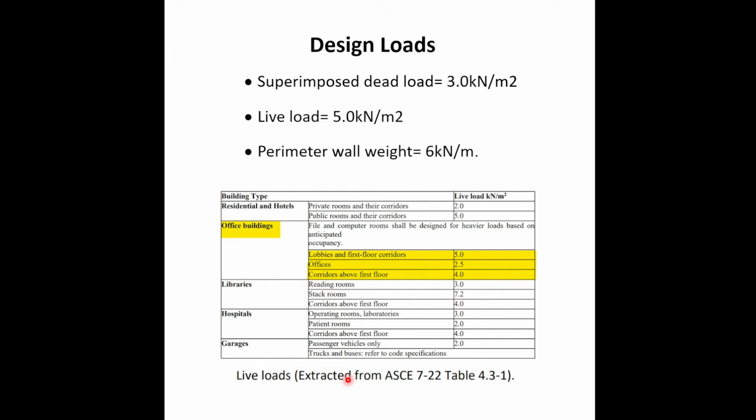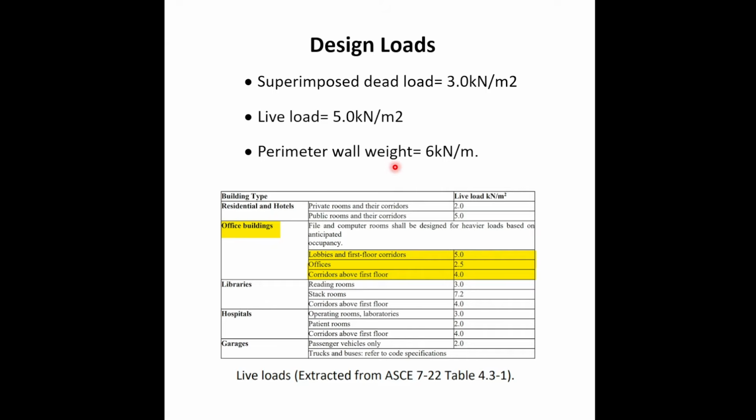adapted from live loads extracted from ACI 7/2020 table 4.3.1. It illustrates that for office buildings, you should take 5 kN per meter square for lobbies and first floor corridors. For offices, you can take the lowest, 2.5, and for corridors above the first floor, you can take 4 kN per meter square. But in our case, we will take the largest one to make it more simple for the calculations and design.